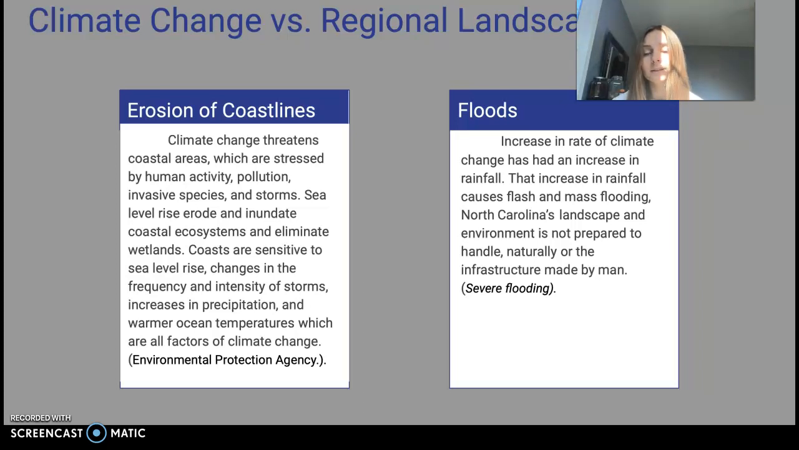Coasts are sensitive to sea level rise, changes in the frequency and intensity of storms, increase in precipitation, and warmer ocean temperatures, which are all factors of climate change. For floods, there is an increase in the rate of climate change, which in turn has an increased rate of rainfall. That increase in rainfall causes flash and mass flooding in North Carolina's landscape. Its environment is not prepared to handle the flooding, be it the natural landscape or that made by man.